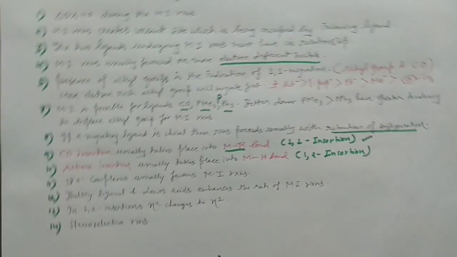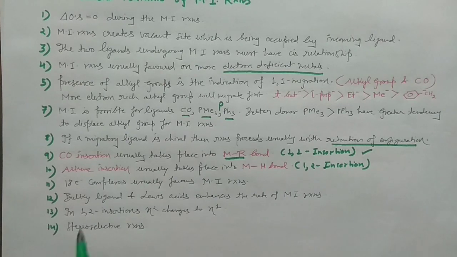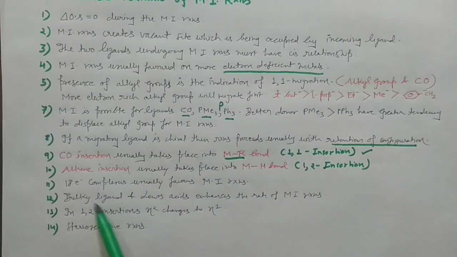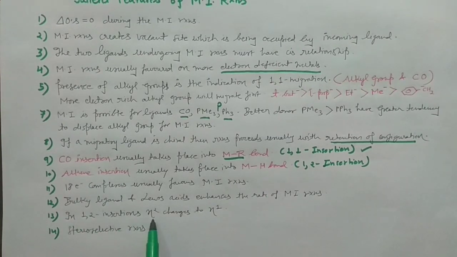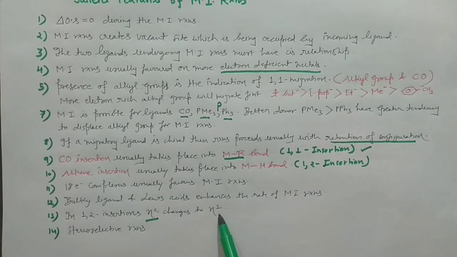Okay, and then you can see usually the 18 electron complexes favor the migratory insertion reactions. This is another feature. Okay, and bulky ligand and the Lewis acid, if you have the bulky ligand, like I have told you with the help of the tertiary butyl example, right, bulky ligand can enhance the rate of the reaction. If you have the Lewis acid, electron pair acceptor, they will also enhance the rate of the reaction. However, I am not going to discuss the details of this one. Okay, and when you are doing the 1,2 migratory insertion reactions, like in case of this alkene insertion reaction, there would be the change in the hapticity. Eta 2 will become eta 1.